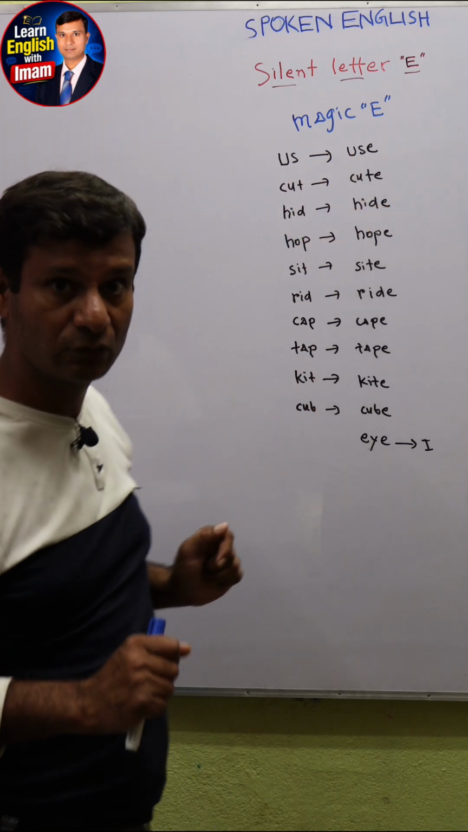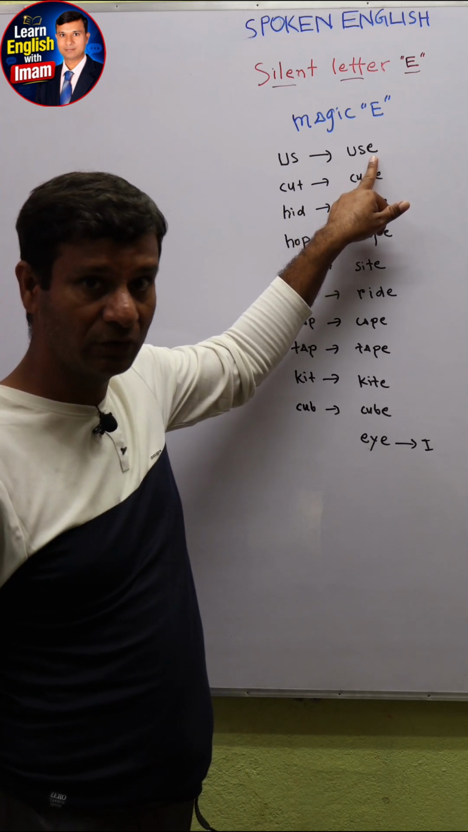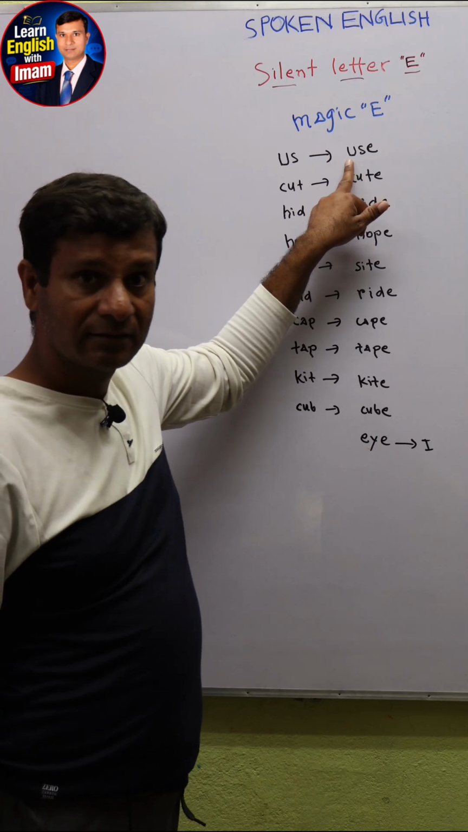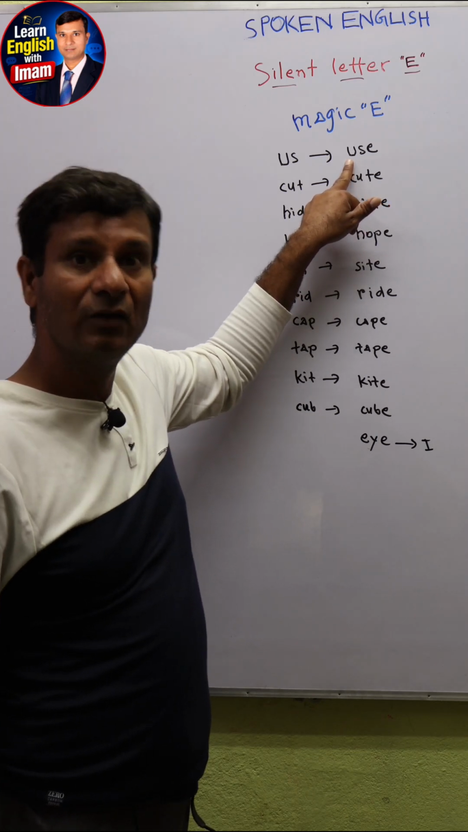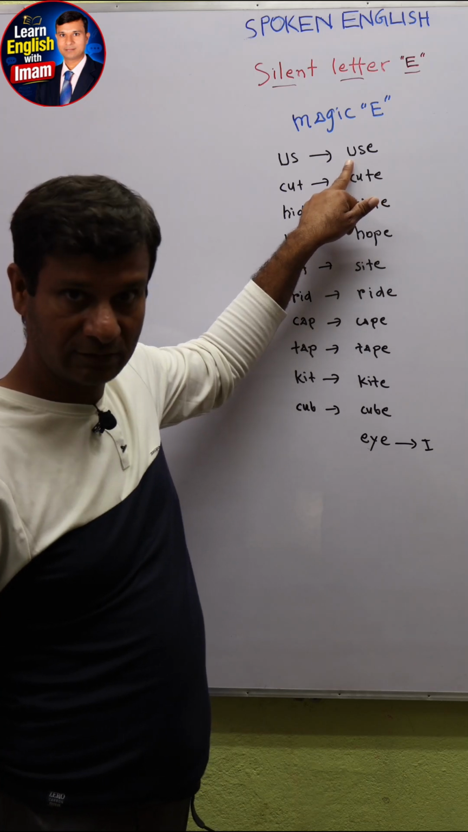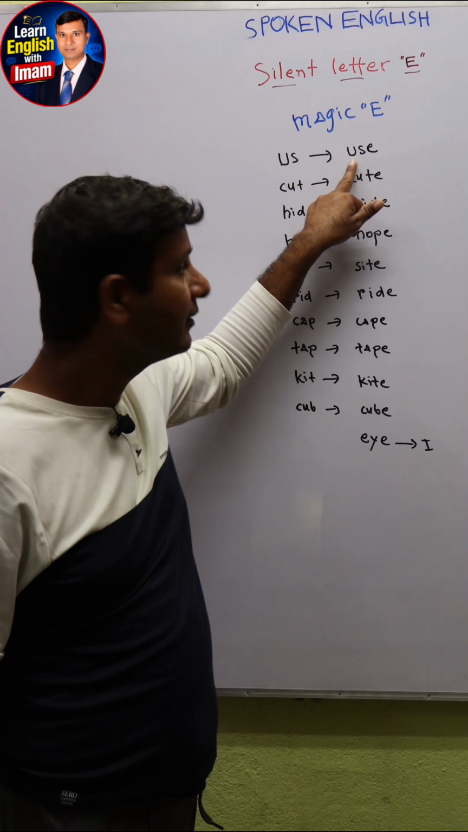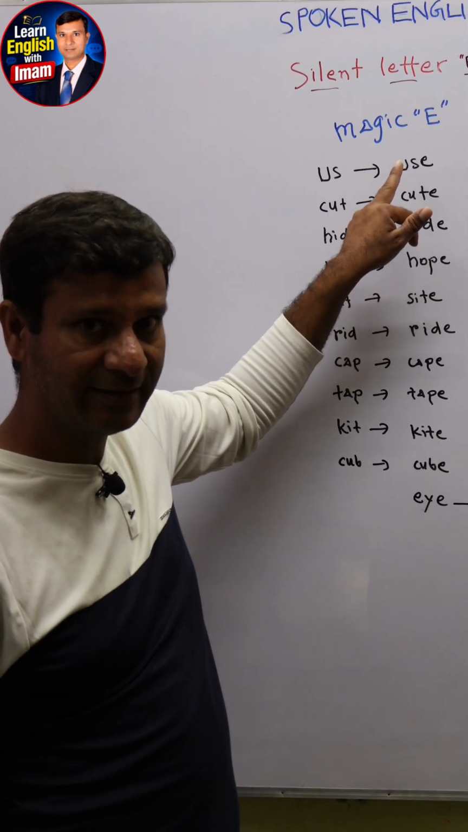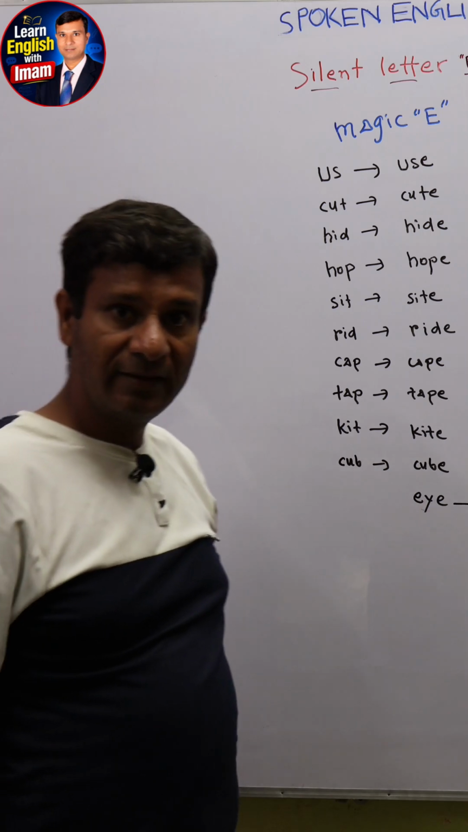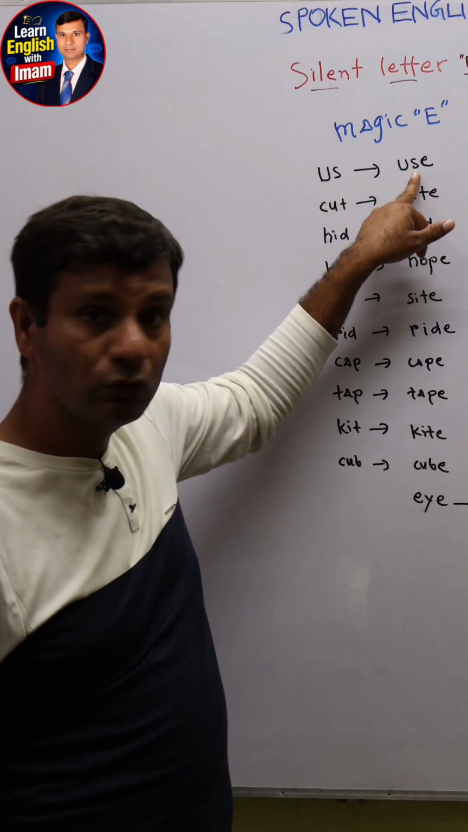One more thing I would like to tell. When we have E at the end, before this E we have a consonant, and before this consonant we have a vowel. The sound of this vowel will be long. Remember it. In most of the words, the sound of this vowel, either A, E, I, O or U, will be long. Let's see. Us, use.